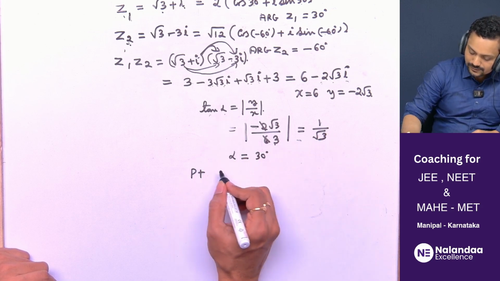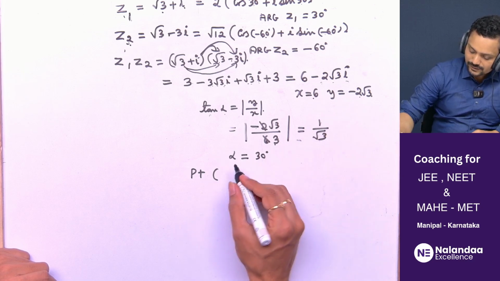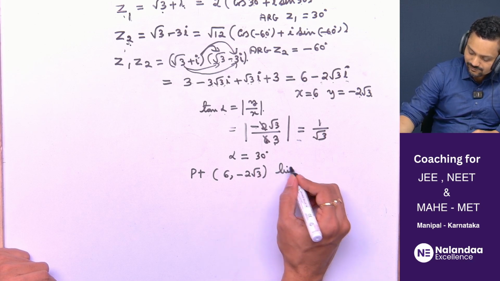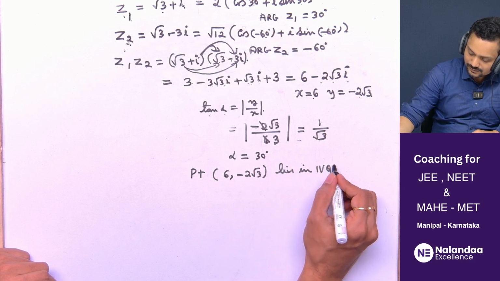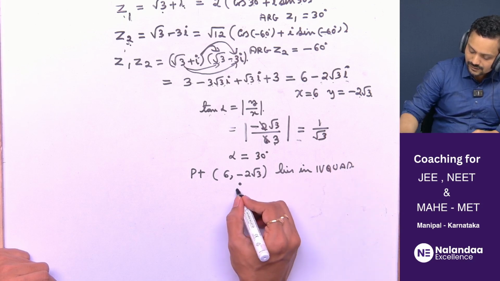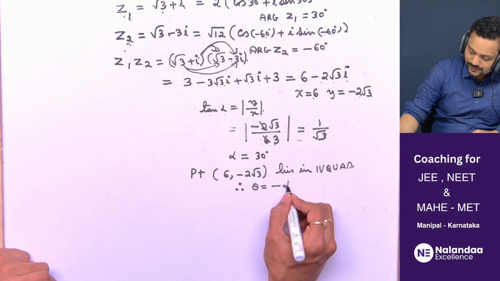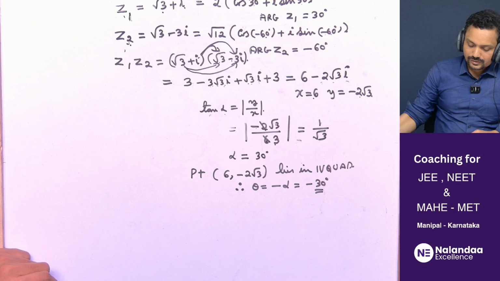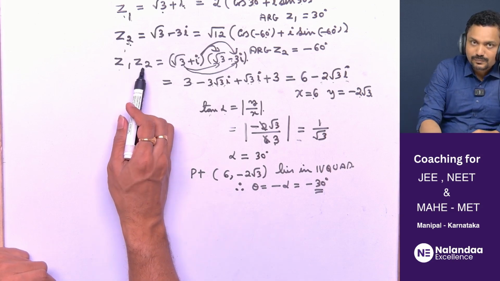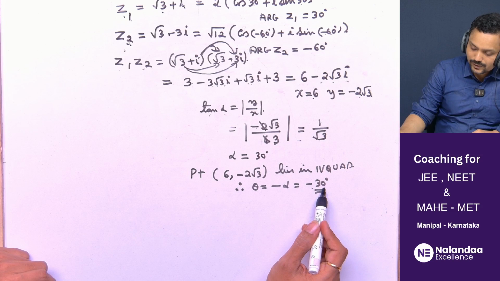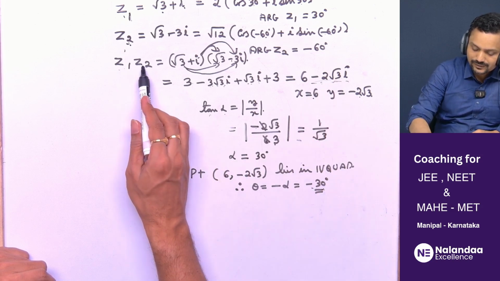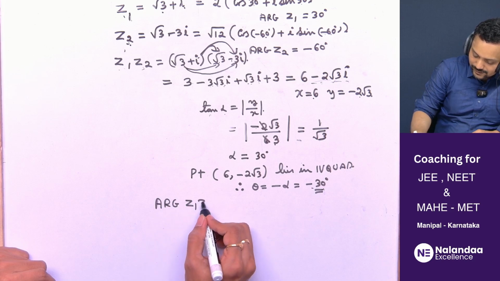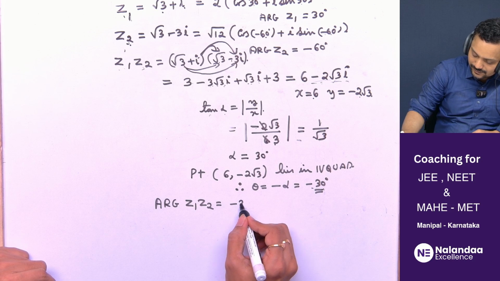Now the point 6 comma minus 2 root 3 lies in the fourth quadrant. Therefore, theta will be equal to minus alpha, that is minus 30. So students, the argument of the complex number z1 z2 is minus 30, because I got this by multiplying z1 into z2. So now I can say argument of z1 into z2 is equal to minus 30.